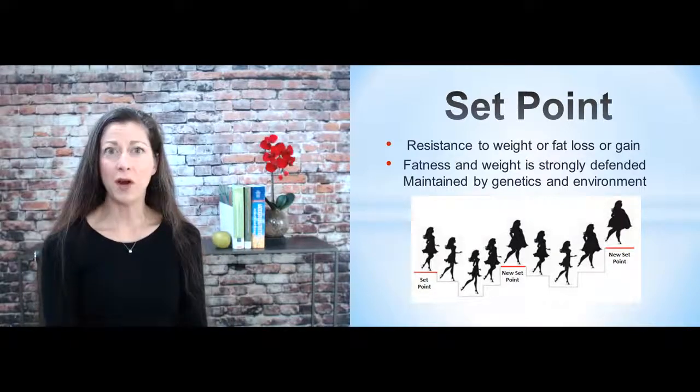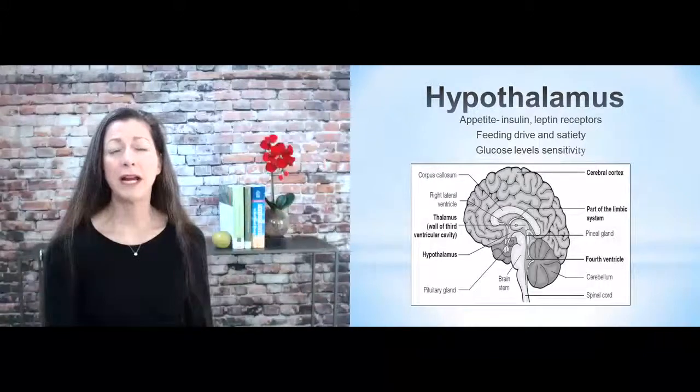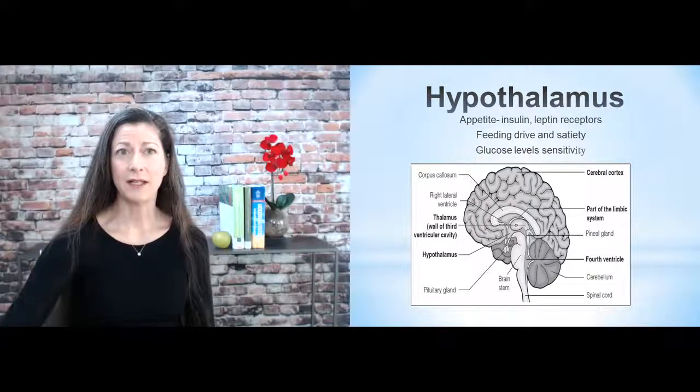So if you go on a severely restricted, very low calorie diet, the adipose tissue will recognize this and send messages to the brain to defend its size. Within the brain, the hypothalamus has receptors for insulin and leptin. This is involved in hunger, in appetite, and in satiety.